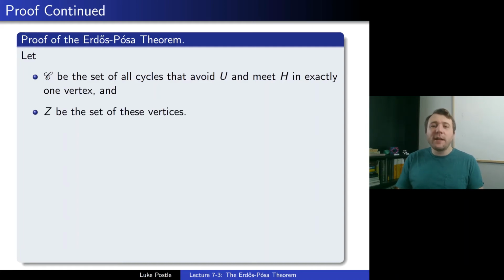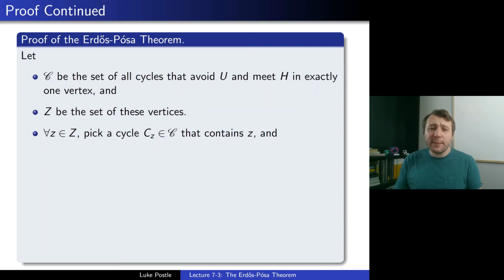How do we do that? Well, let Z be the set of the vertices in H that are in such cycles. And then for every z in big Z, we'll pick a cycle C_z in the script C that contains z. So we'll just pick a representative, a candidate cycle for each such vertex. And then we'll let C prime be the set of these C_z. The key idea is that C prime will actually have to be vertex-disjoint. If two of them intersected, then we'd have a path from some z to some z prime, and if we added that path, we would be more maximal.